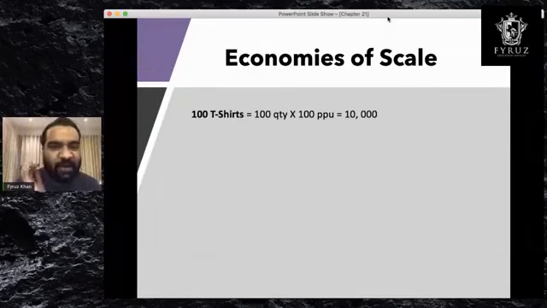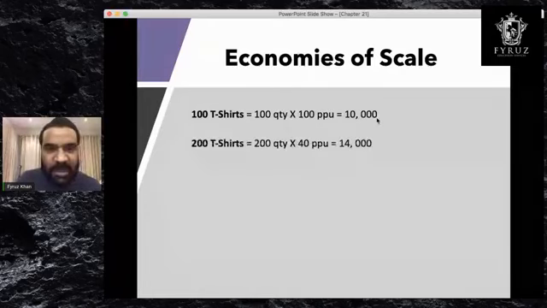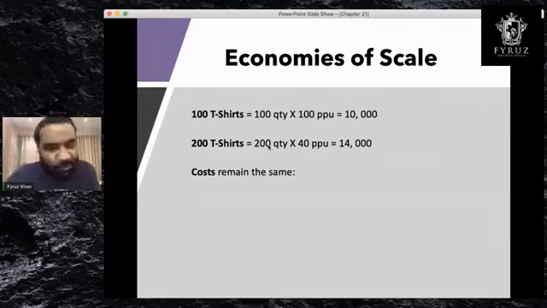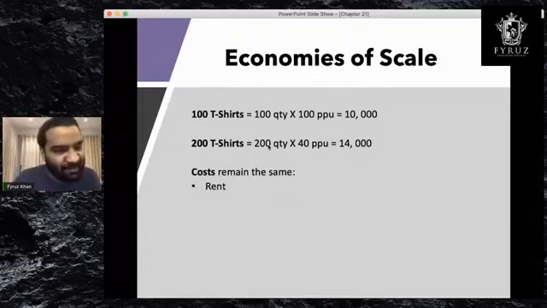So now if you have 100 t-shirts, 100 quantity, and you sell it at 100 taka per unit, it's 10,000. Now, if you make 200 t-shirts at 70, not 40, 70, it'll be 14,000 taka. Let's say the price per unit has come down because you're making more. Now, why will the price come down? Because it is assumed that costs remain the same.